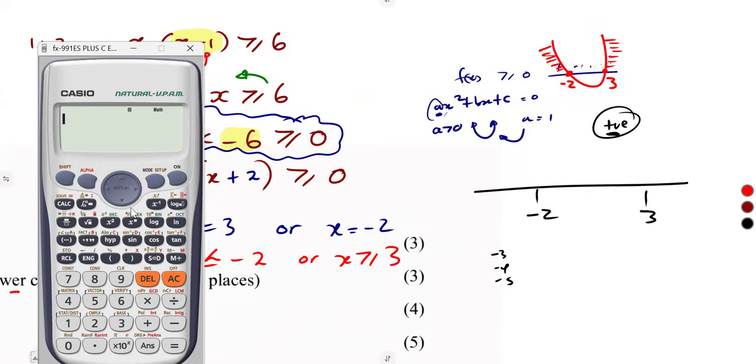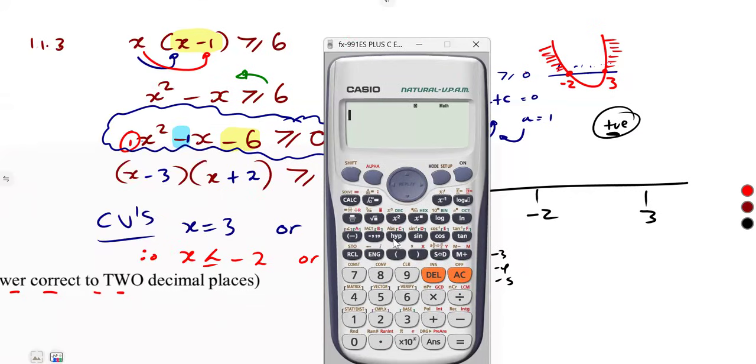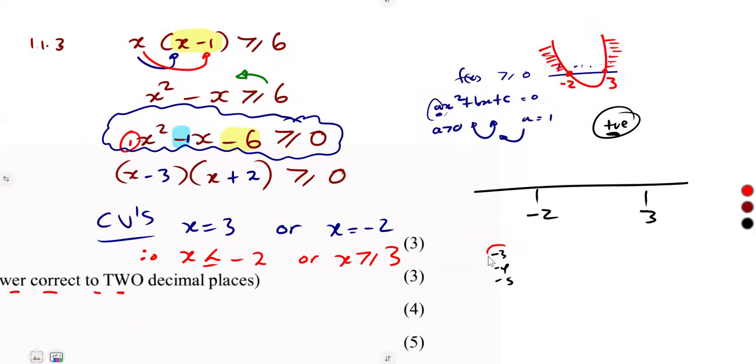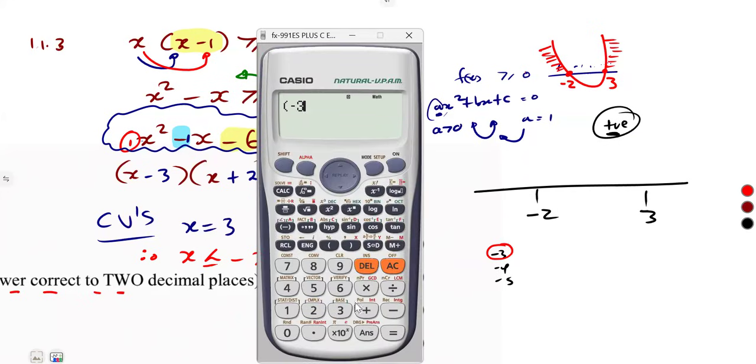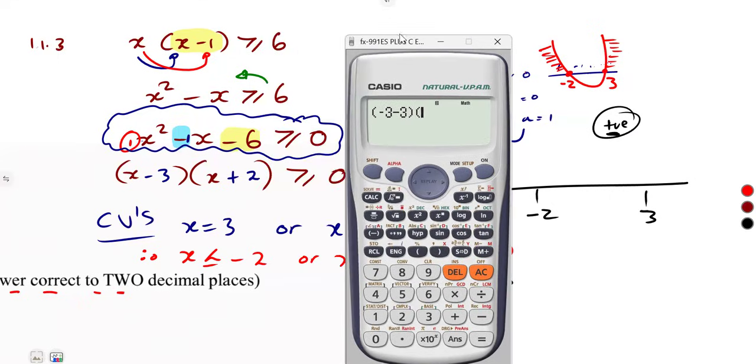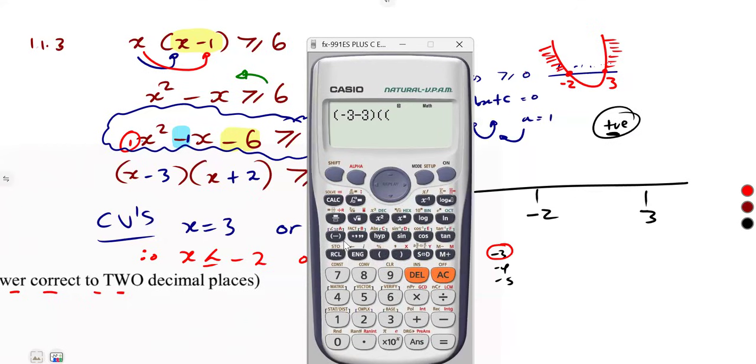So it is x minus 3, and our x, I'm going to choose -3, any value that is less than -2. So that's -3, then I close the bracket. Open another bracket: x plus 2, and our x is -3. So that's -3 plus 2. All right, this is going to give us +6.